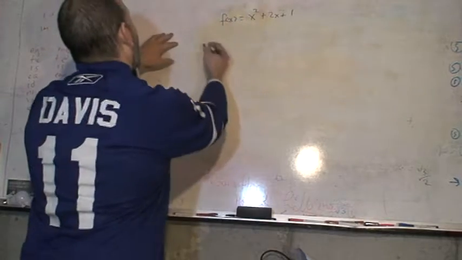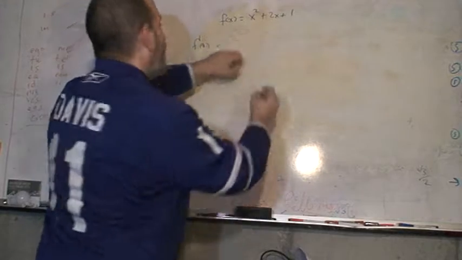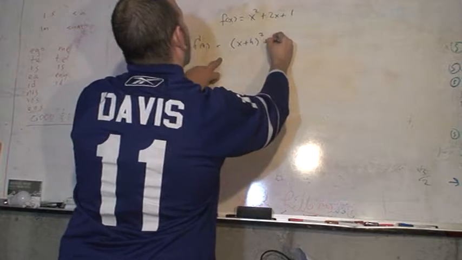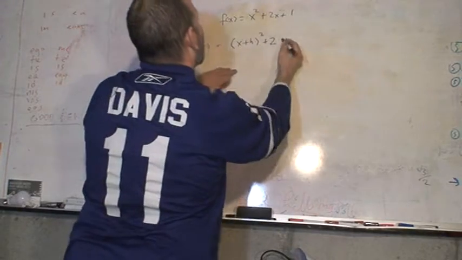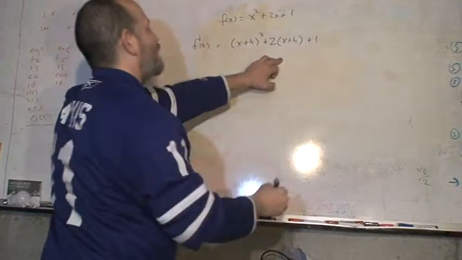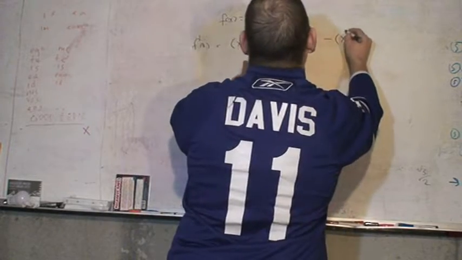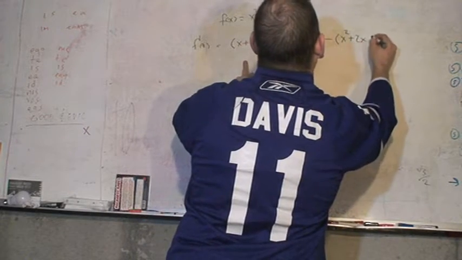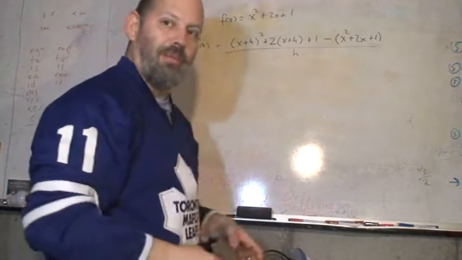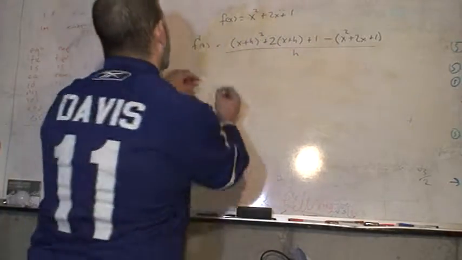So, we're going to have our definition of our derivative. This x right here, every time you see x, it's an x plus h. That squared, plus 2 times whatever you see there, x plus h, plus 1 because there's no x. Now minus whatever's in here, x squared plus 2x plus 1, all over h. So forgive me, I'm going to spend a little time just to expand this quadratic over here.